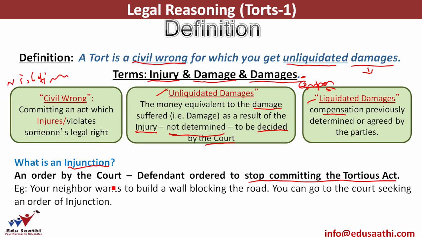For example, your neighbor wants to build a wall blocking the road, right? It would be a continuing tort. If it's blocking your way to the road, then in that case you can go to the court seeking an order of injunction, and the court would say that your neighbor should be stopped from building the blocking wall, right? Blocking wall, I'm sorry.